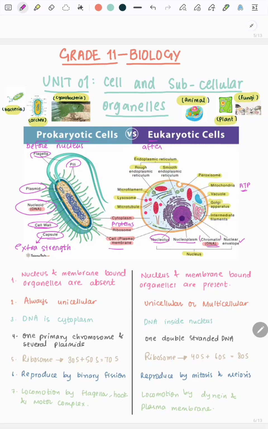Talking about the differences, the prokaryotic cell lacks the nucleus or any membrane-bound organelles such as lysosomes, endoplasmic reticulum, peroxisomes, mitochondria, vacuole, and Golgi apparatus, whereas the eukaryotic cells contain the nucleus and the membrane-bound organelles. A prokaryotic cell is always unicellular, that is, it is made up of one cell. However, a eukaryotic cell can be unicellular or multicellular.